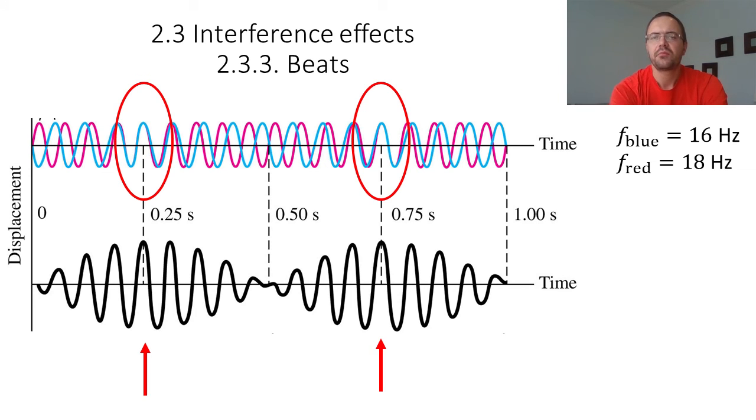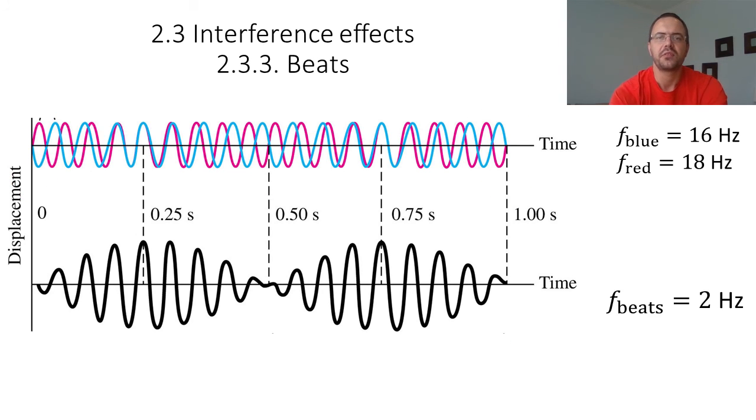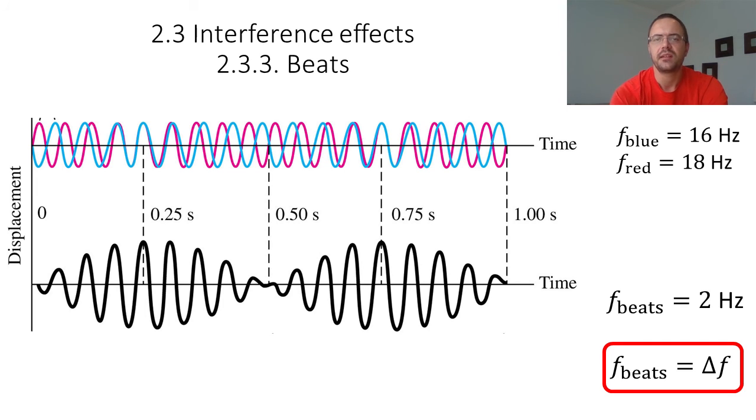So there will be times when the waves are in phase with each other, and so we will get a maximum amplitude, a constructive interference. And there will be times when the two waves are out of phase with each other, and this will produce destructive interference. And in this example, you see that we have 2 beats in 1 second, so the beat frequency is 2 Hz. And this is indeed equal to delta f.